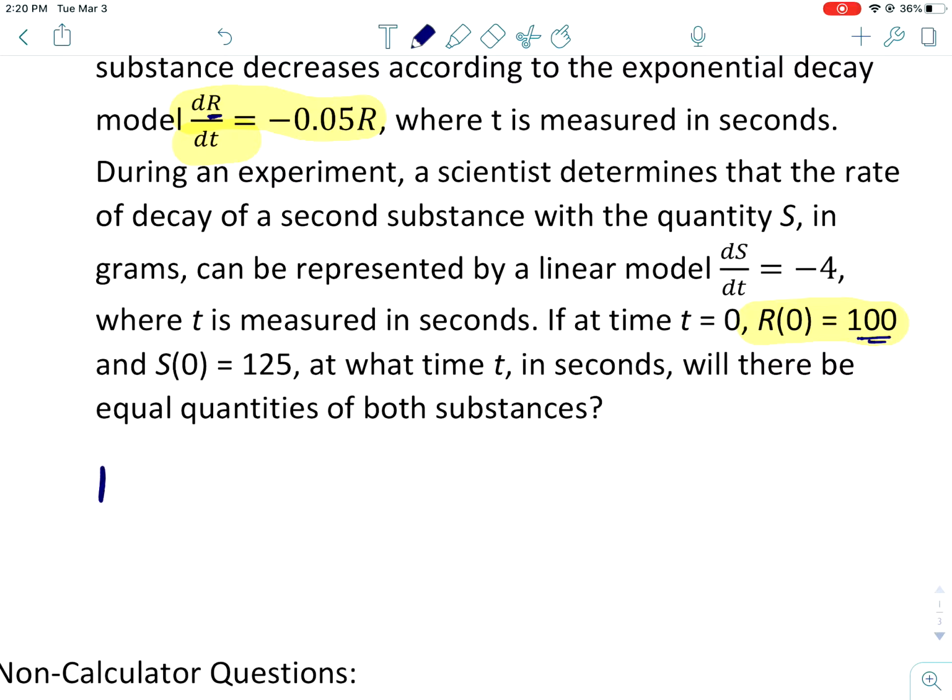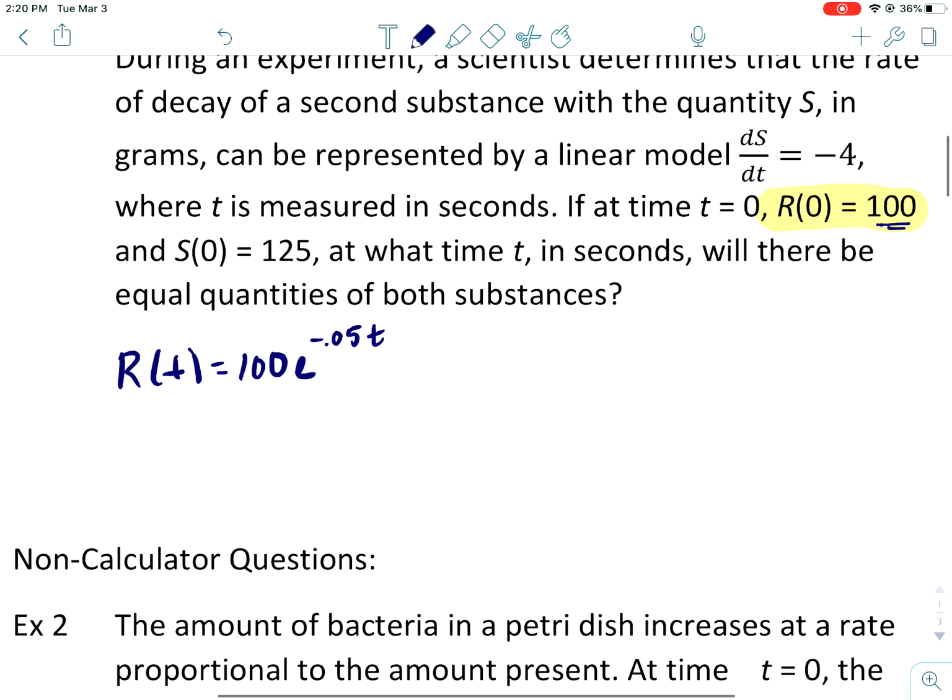So let's just go ahead and write our equation for R of t. We would start off with our initial amount, which is 100, and then e. All right, what's going to be our k? Good, negative 0.05 t. That's our equation for the exponential decay of the radioactive material.